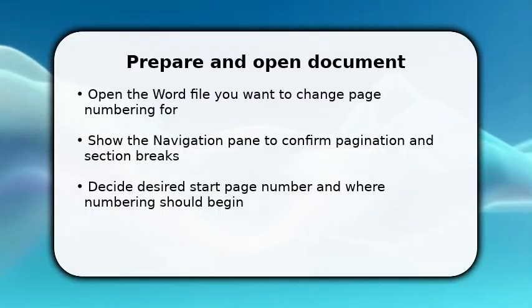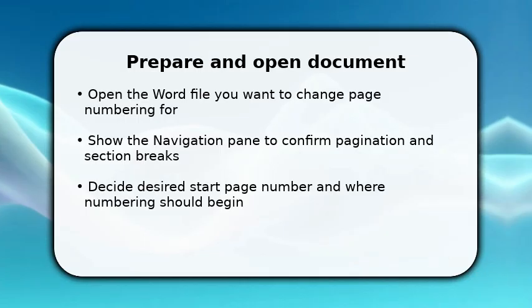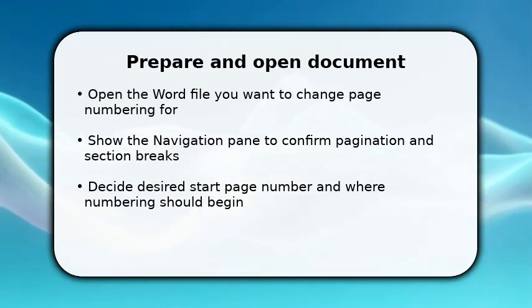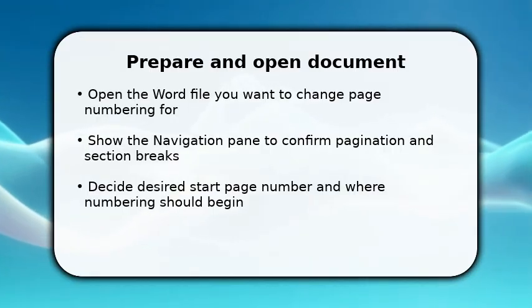You start by opening the document and confirming where numbering should begin. Make sure you can see page breaks in print layout. Next, insert a section break if the start page is mid-document, so Word treats it separately. You do this via Layout Breaks Next page.